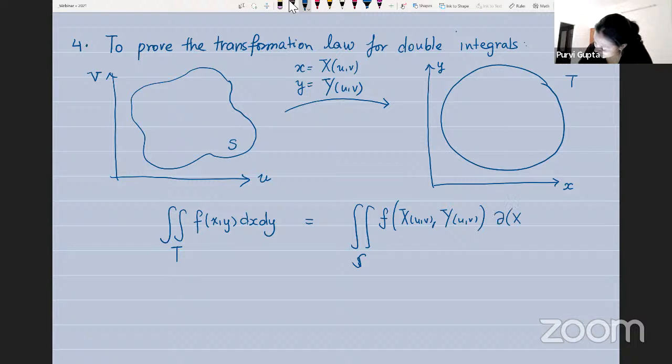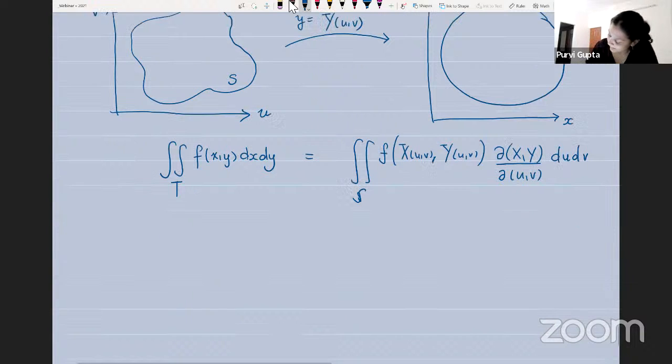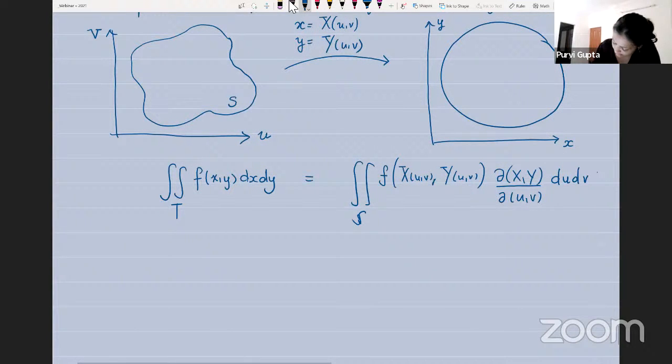So we write it as del xy divided by del uv, du, dv. I'll shortly explain what that is. Okay. And what is that? Where del of xy del uv is what? It is a certain determinant.